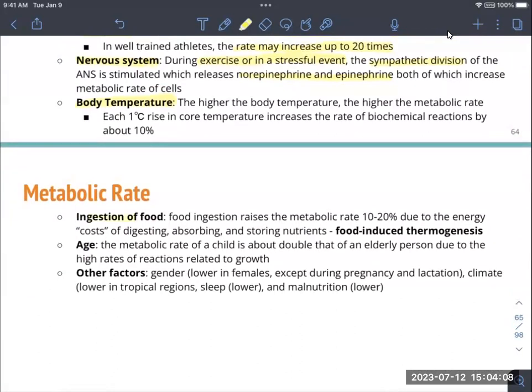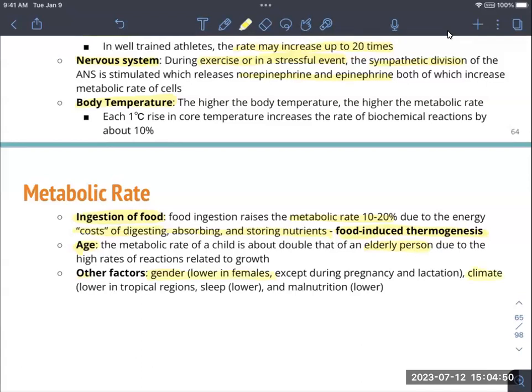The ingestion of food is going to change your metabolic rate. As we take in food, it can raise your metabolic rate 10 to 20% because of the energy used to digest, absorb, and store these nutrients. This is food-induced thermogenesis. Your age. The younger you are, the higher your metabolic rate. The metabolic rate of a child is about double that of an elderly adult. Gender. Females tend to be lower, except for pregnancy and lactation.